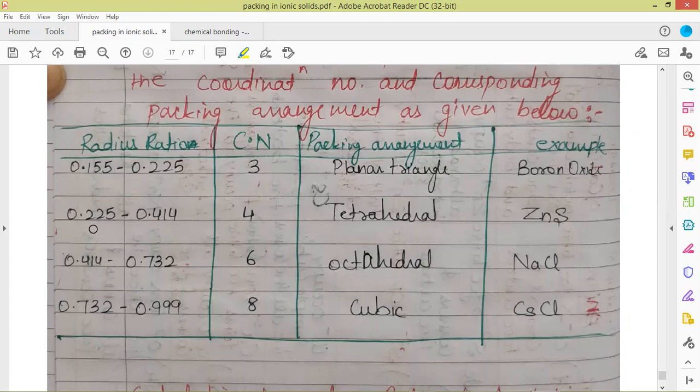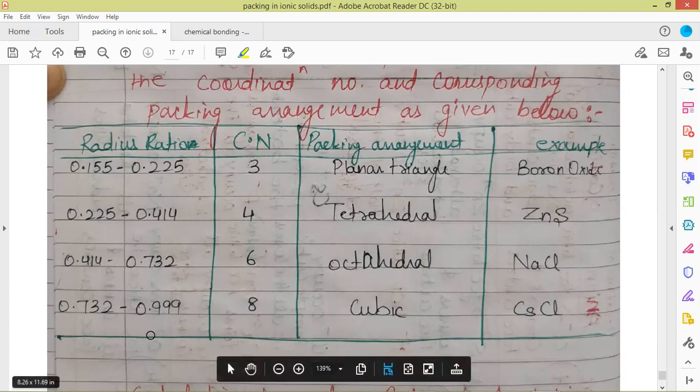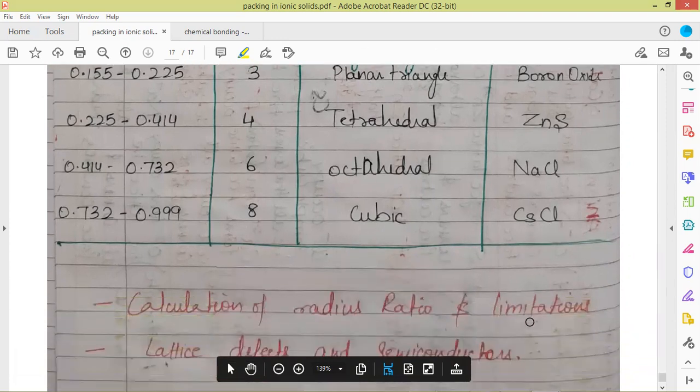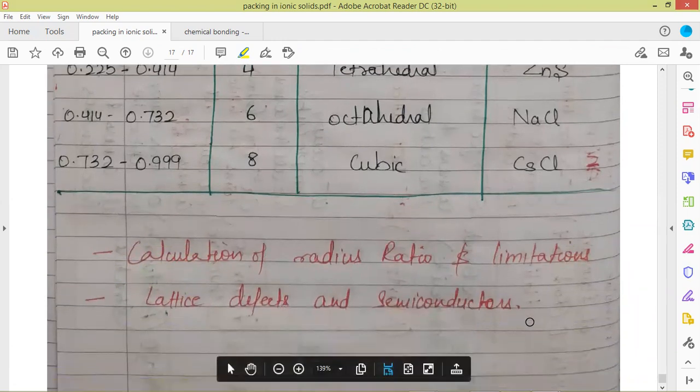Then, if it lies between 0.225 and 0.414, the coordination number is going to be 4, and the packing arrangement of that site is going to be tetrahedral. An example is zinc sulfide, which we have discussed. Next is 0.414 to 0.732, coordination number 6, and the site is octahedral. An example is NaCl. Then 0.732 to 0.999, coordination number 8, cubic site, as we discussed for cesium chloride, when chloride ions were present at the corners of the cube and cesium occupies the body center position.